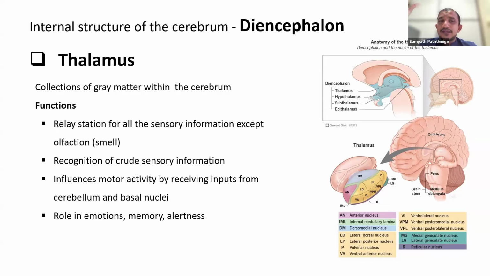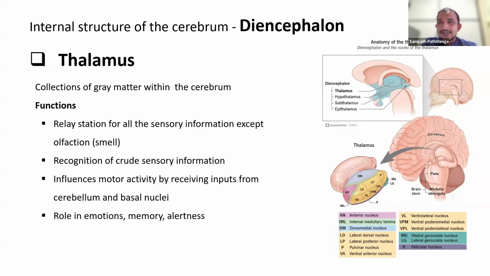And that is important for the recognition of crude sensory information. That means if there is a middle cerebral artery occlusion with damage to the sensory cortex, the patient will still be able to appreciate that there are some sensory inputs coming in, right? He feels that something is there, but he will not be able to tell the exact place or the exact intensity of the stimulus, right? So the general recognition of sensory inputs can still be done by the thalamus, even in the absence of the functions of the sensory cortex, right?